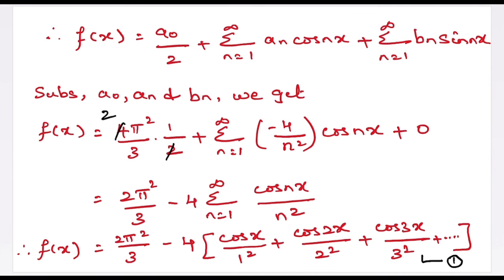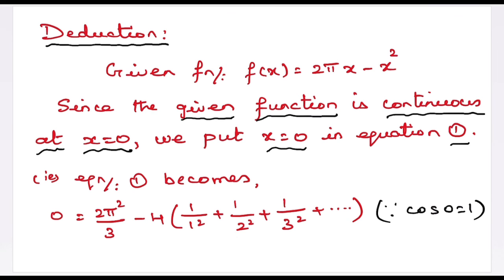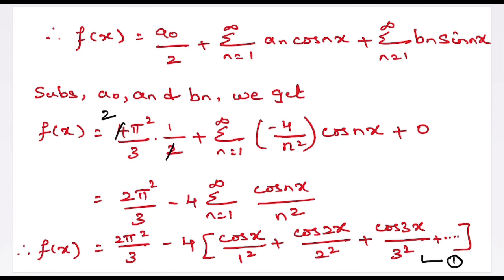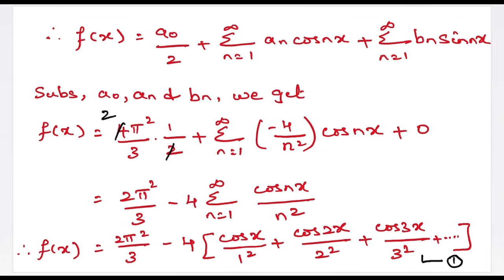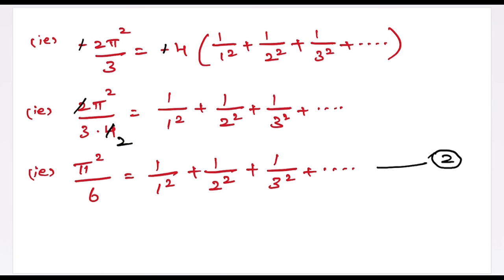So our equation 1 becomes, by putting x is equal to 0, we have 0 on left hand side since the given function 2 pi x minus x square is equal to 0 at x is equal to 0. And on right hand side, we have 2 pi square by 3 minus 4 into 1 by 1 square plus 1 by 2 square plus 1 by 3 square plus etc. as cos 0 is equal to 1. Simplifying further by taking 2 pi square by 3 on left hand side, we get pi square by 6 is equal to 1 by 1 square plus 1 by 2 square plus 1 by 3 square plus etc. Put this as equation number 2.